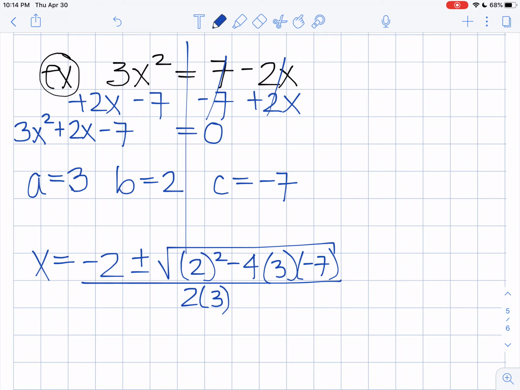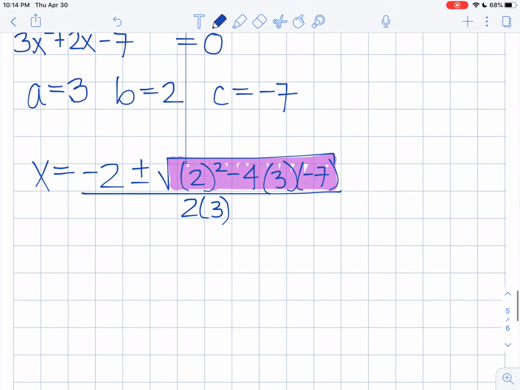is 3. Remember, first thing we're going to simplify is right underneath the square root here. We're going to figure that out first. So let's go with that. So I got x is equal to -2 plus or minus the square root.